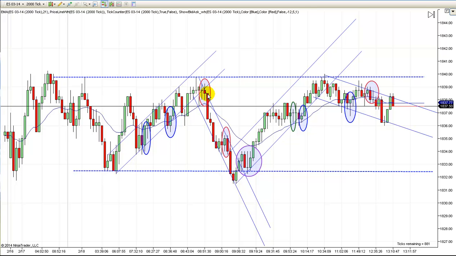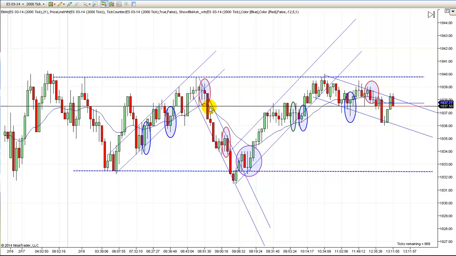And you can tell it trapped people because look at it shoot down real fast. So most people got fooled to the upside here. And that's how you know if it was a really good trap, by how fast it moves downward. And then you get a little pullback here and another chance to go short.